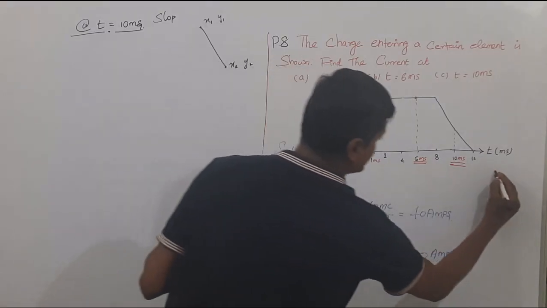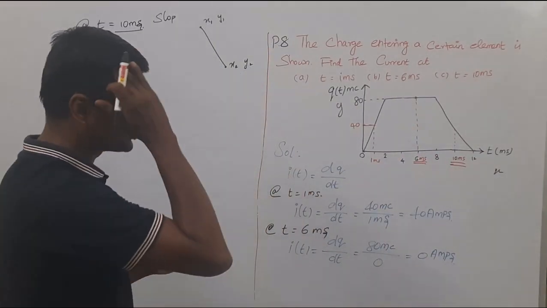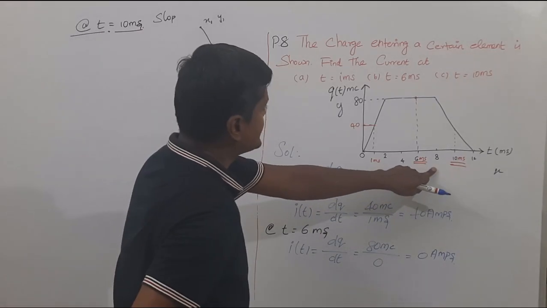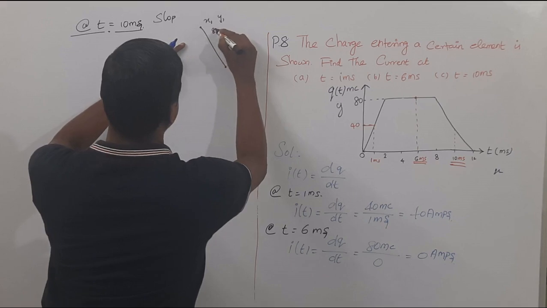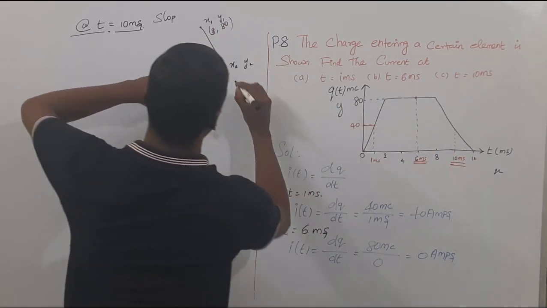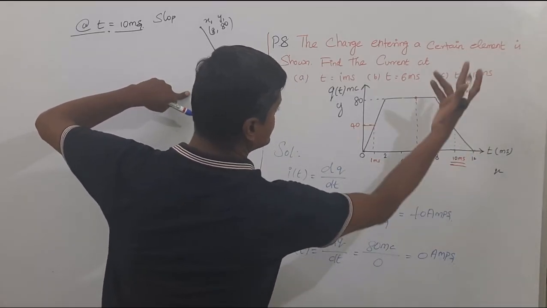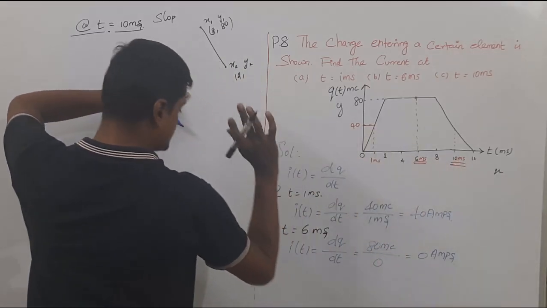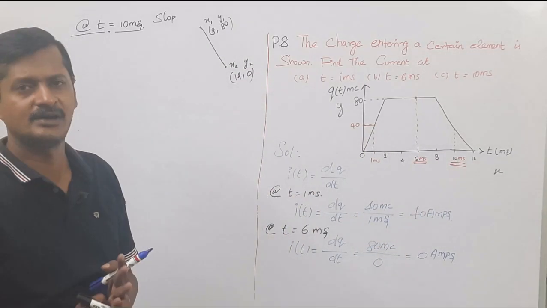So this is the x-axis, this is the y-axis. You already know x-axis and y-axis. So this is x1, this is y1. What is the value of x1? x1 is 8 and y1 is 80. So x2, what value? This is 12, comma, what is the value of charge? That is equal to 0. 12 comma 0.